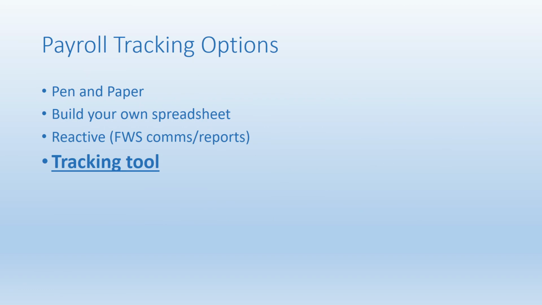Again, there's a few tools that you can use in order for tracking payroll. Pen and paper, you can use your spreadsheets, you can wait on the communications that we send you when a student gets close to their award. We do notify you when the student is within $550, and we notify you what their earnings are in January. But the method we prefer to use, it's very simple, it's very effective, is this tracking tool.